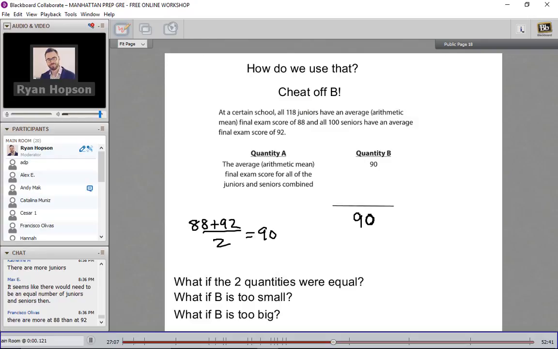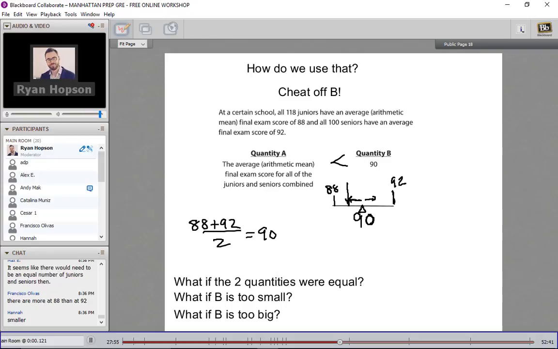Yes. So now we consider, what if quantity B is bigger or smaller? If quantity B was too big and the actual average was smaller, that would mean that we would have more juniors down here with 88. If quantity B was too small and the actual average was larger, that would mean we must have had more seniors to pull the average up towards 92. Which one's actually true? Do we have more juniors or seniors? Oh, you guys told me already. We have more juniors. So our actual average must be smaller and quantity B must be greater. What do you guys think? Have we solved this problem?